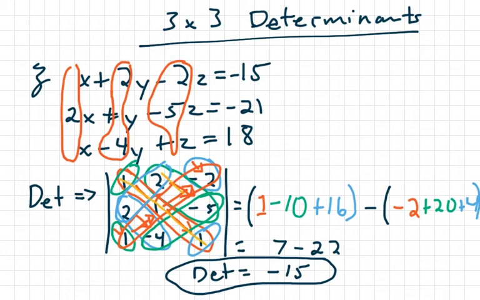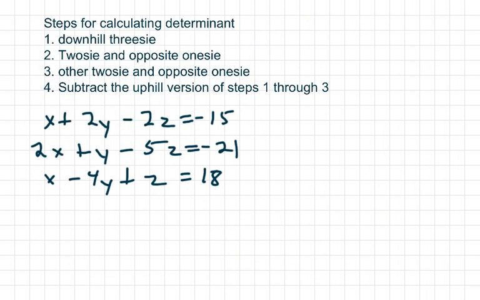3z, 2z, opposite 1z, other 2z, opposite 1z, and then we subtracted the uphill version, right? Going that way. So now the only thing we've got to do is go find x's. So here's where things get a little bit different. I'm going to pick a variable. I'm going to pick z to go find. It doesn't matter which one you pick, but I'm going to pick z.